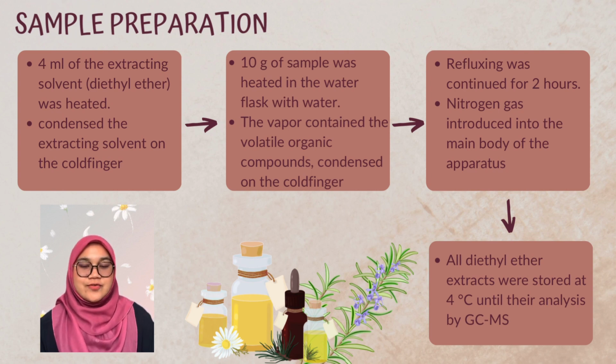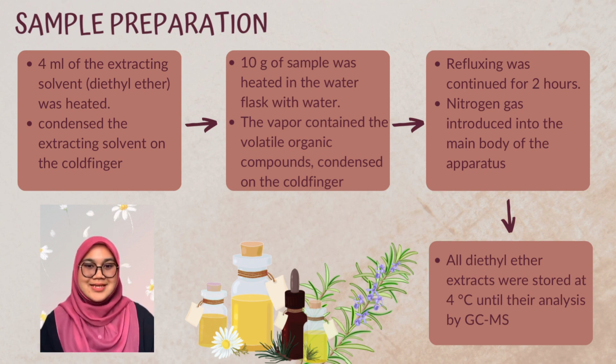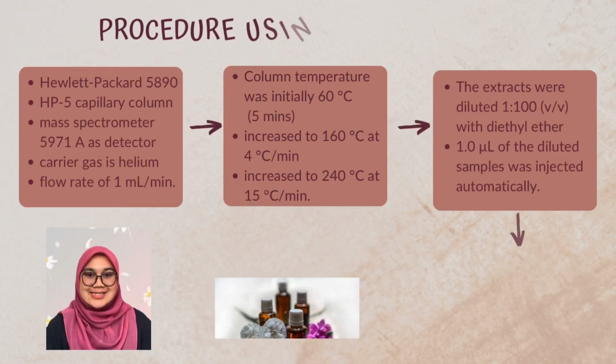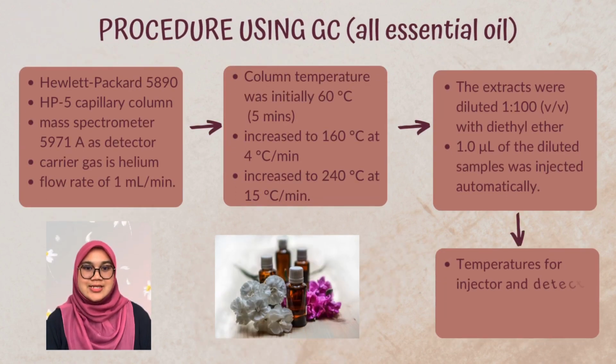Refluxing was continued for 2 hours. In that way, all of the aroma constituents concentrated in the extracting solvent. Inert gas nitrogen was introduced into the main body of the apparatus to avoid the oxidation of molecules during the procedure. All diethyl ether extracts were stored at 4 degrees Celsius until their analysis by GCMS or their use in bioassays. Next, I will explain the procedure using the gas chromatography machine for all essential oil.